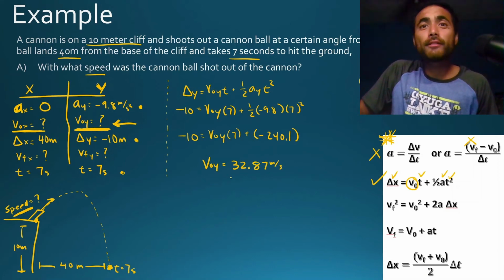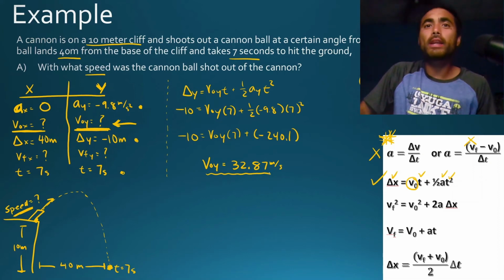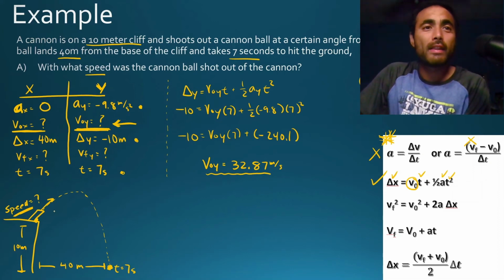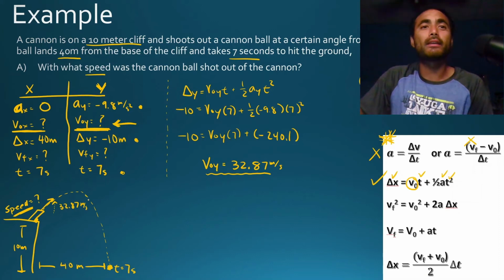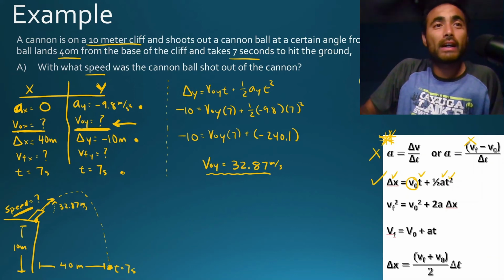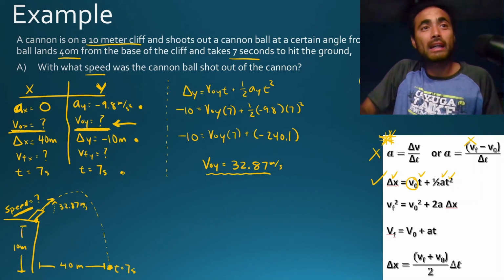So what we just found here, you might be tempted to say, oh, that's the answer. But what we found is how fast this cannonball goes in the y direction when it's shot out at the beginning. So that's not how fast it was shot out, that's how fast it was shot out in the y direction. So now we have to find out how much it's shot out in the x direction.